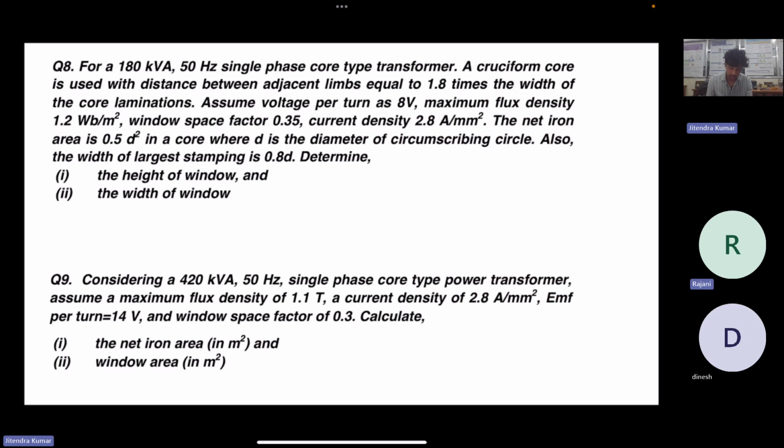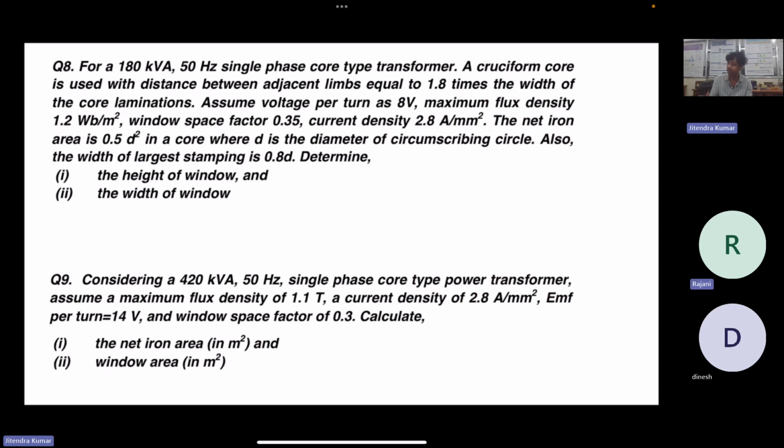Now let's consider the eighth problem. Here we need to calculate the height of the window and the width of the window. A 180 kVA, 50 hertz single phase core transformer. A cruciform core is used with distance between adjacent limbs equal to 1.8 times the width of core laminations. Assume voltage per turn as 8 volt. Maximum flux density is given. Window space factor is given.